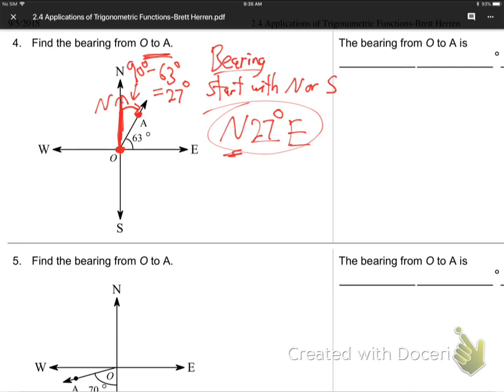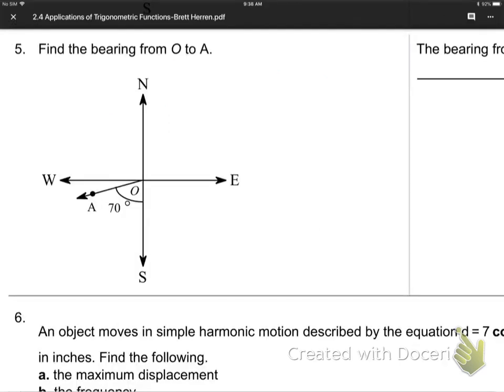Let's try another one. Try number 5 there. So you're going from O. You start at the origin. You're headed to A. They want you to give the bearing. It's going to be something, right? And that's going to either be north or south. You always start with either north or south, some kind of angle, and then the second one is always east or west. Getting the hang of that? So it's north or south, some kind of angle, east or west.